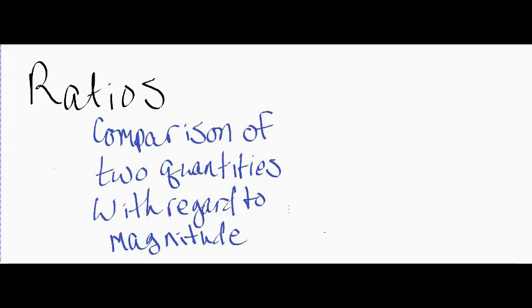So your book says that a ratio is a comparison of two quantities with regard to magnitude. Now what that means is we're going to be looking at two numbers and comparing how big they are with respect to each other.